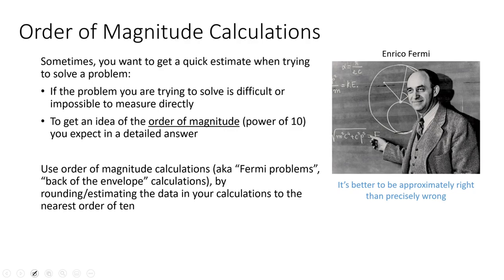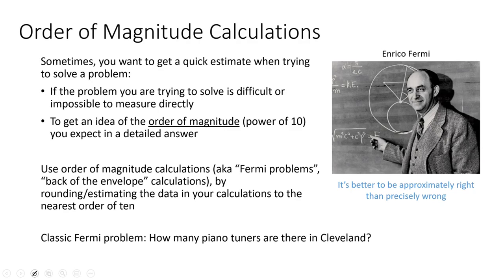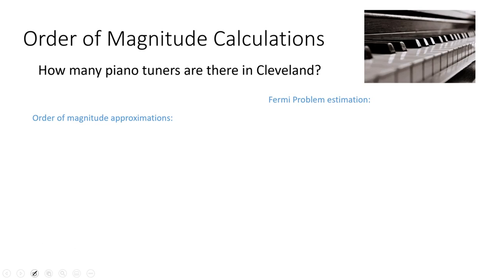Or you might also hear them referred to as Fermi problems, and that's because they were made really famous by this gentleman, Enrico Fermi, who is famous for saying that it's better to be approximately right than precisely wrong. He was really fond of these problems, and he did lots of classic examples, including how many piano tuners there are in a particular city. So we're going to do this quickly for Cleveland.